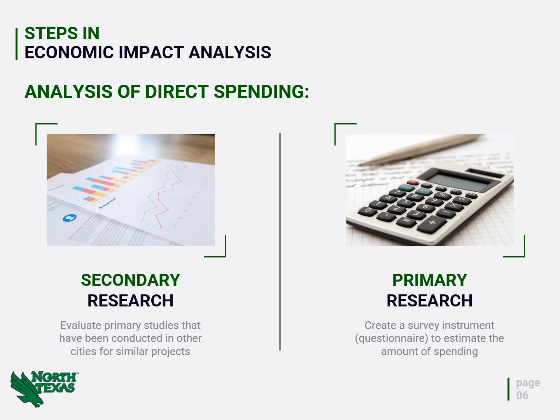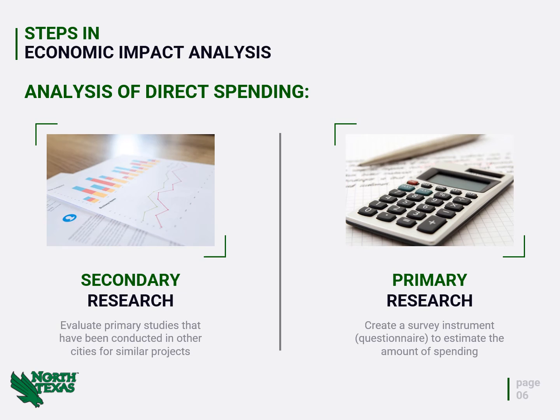The first method is using secondary research. We can evaluate primary studies that have been conducted in other cities for similar projects, with some adjustments to account for the difference between the location of primary studies and the geographic area of impact of the subject study. To measure the economic impact of FC Dallas, we can obtain and evaluate studies that have been conducted in other cities, such as Houston, Salt Lake City, Kansas City, and other similar-sized cities.